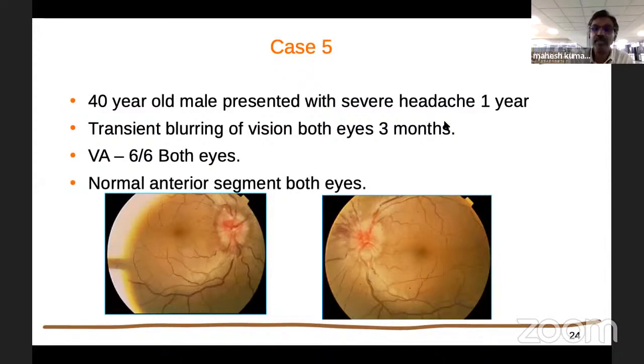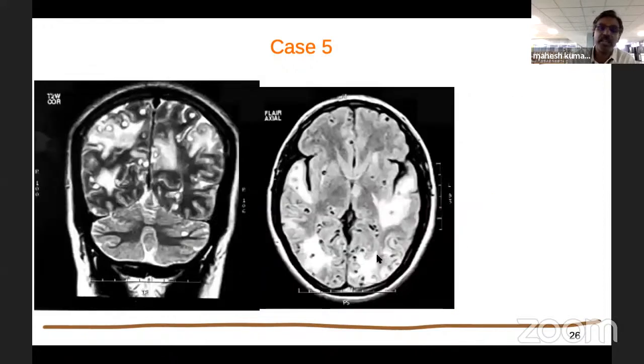Next case is a young male who presented with severe headache of 1 year duration and transient blurring of vision with bilateral papilledema, which is causing the transient blurring of vision. So it's a case of papilledema which needed neuroimaging, and it showed diffuse ring enhancing lesions similar to the previous one, but in addition, this patient had ring enhancing lesions in the brain.